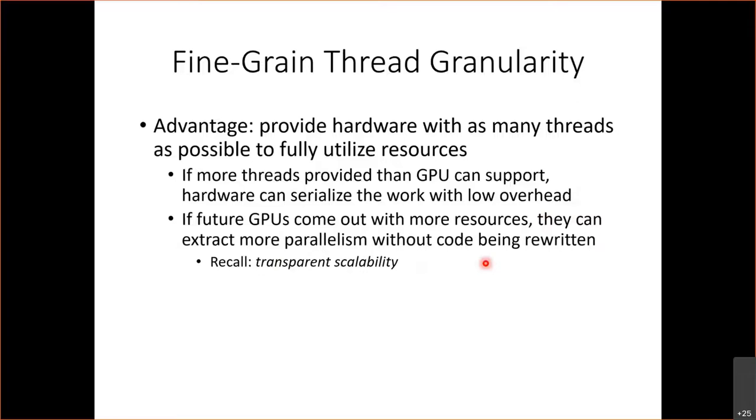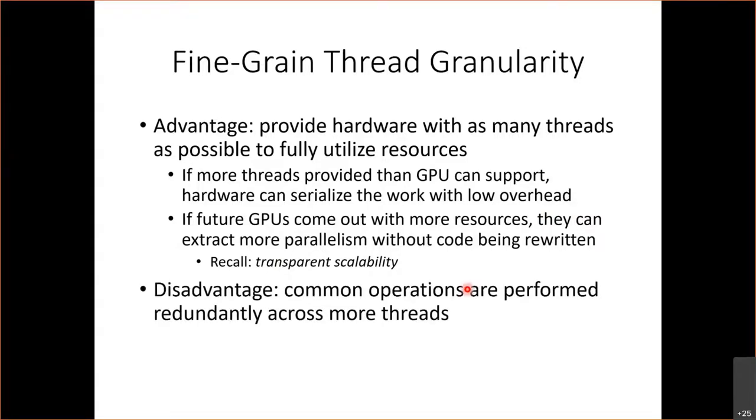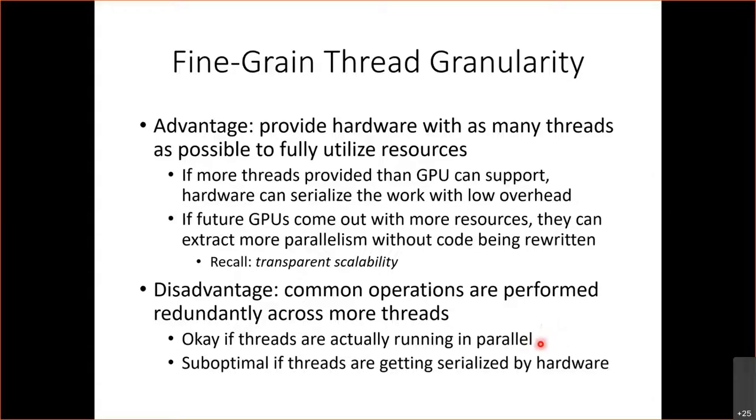The disadvantage actually is something you are kind of alluding to, which is that if there are common operations that are performed redundantly across threads, that's okay when I run these threads in parallel, because that redundancy is a price that I'm paying to get parallelism. But if the threads end up being serialized by the hardware, then this is suboptimal, because I'm paying this redundancy to get parallelism, but I'm not getting that parallelism because the hardware is serializing the work anyways. Let me give an example of what I mean by that.